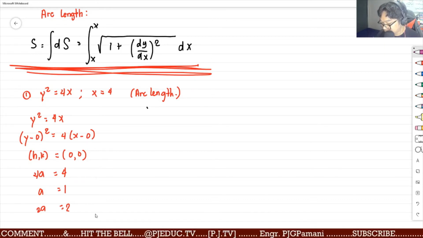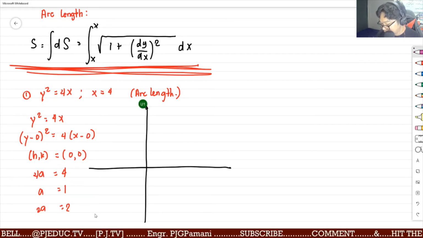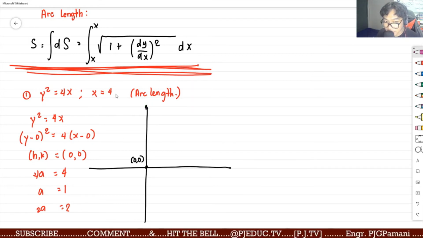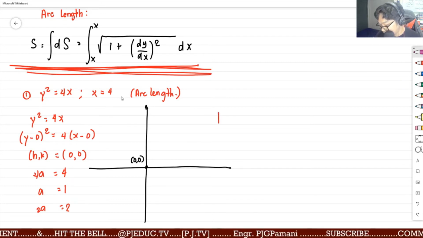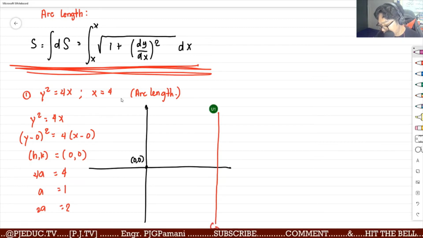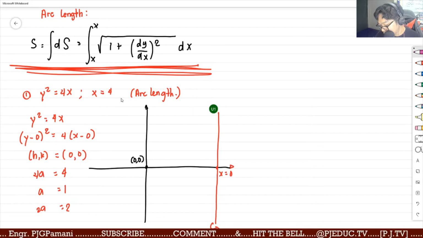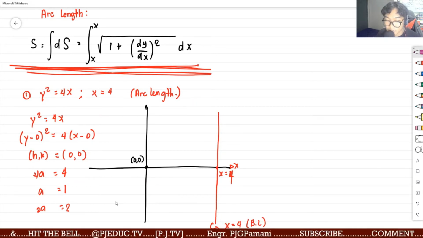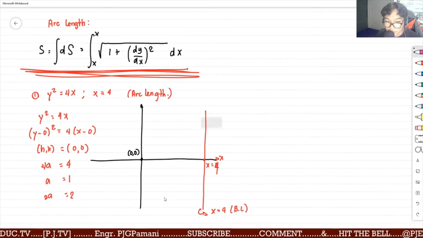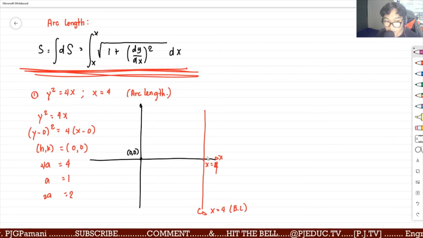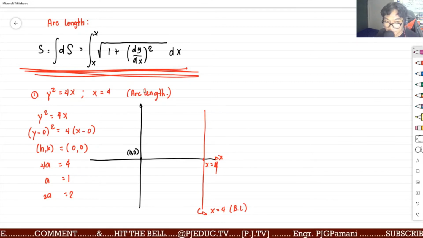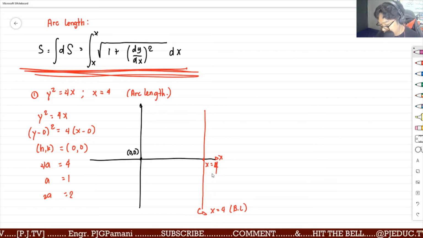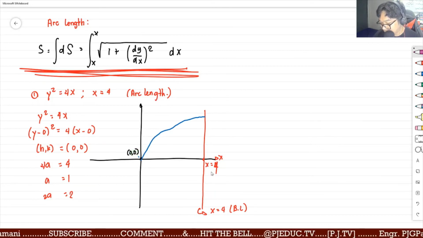Plot lang natin yan sa ating Cartesian plane. Vertex mo is 0. Your arc, sabi niya, at x equal to 4. So, ito ngayon yung ating boundary line. So, ang boundary line natin is at x equal to 4. Kasi yung ating distance from the directrix tsaka sa focus is equal to 1. But it was defined in the problem that the arc length should be considered up to x equal to 4. So, eto ngayon yung ating parabola.